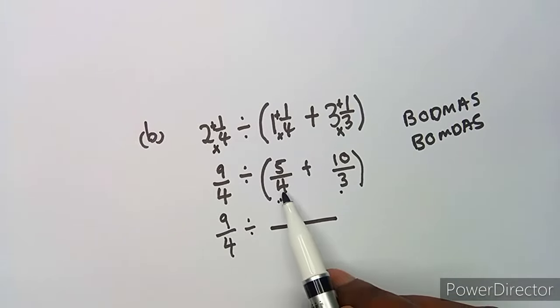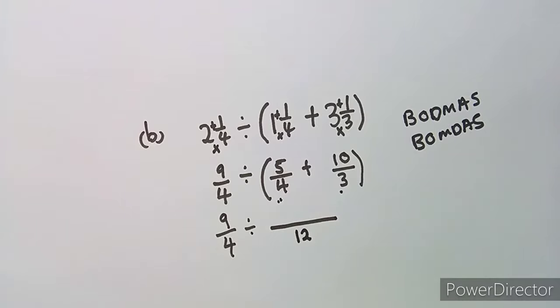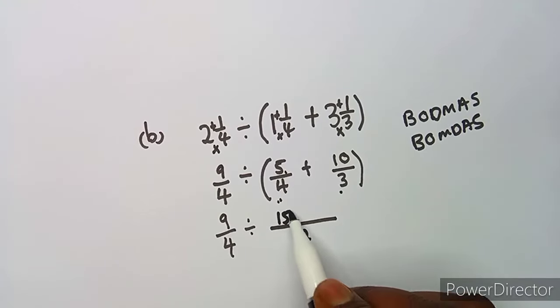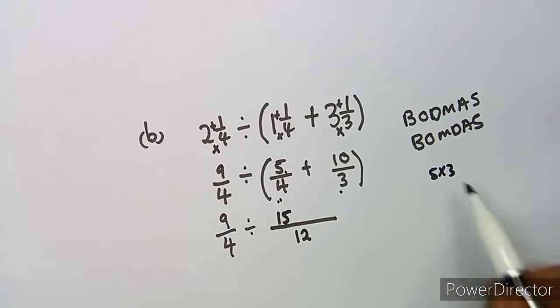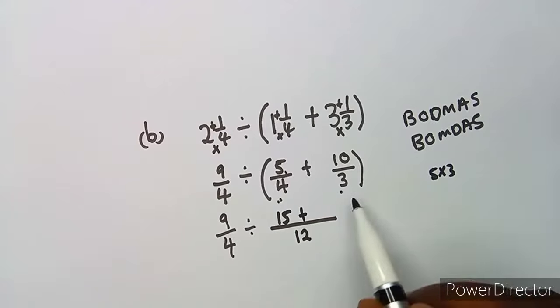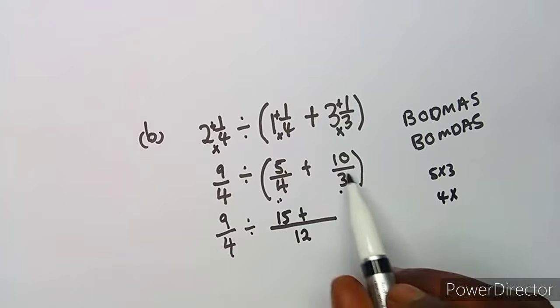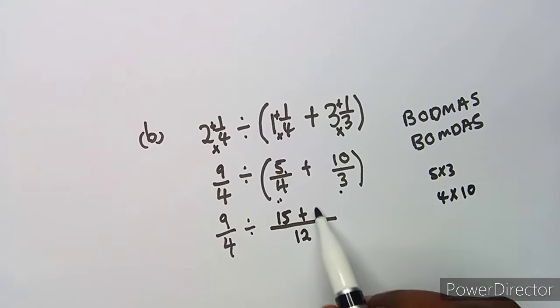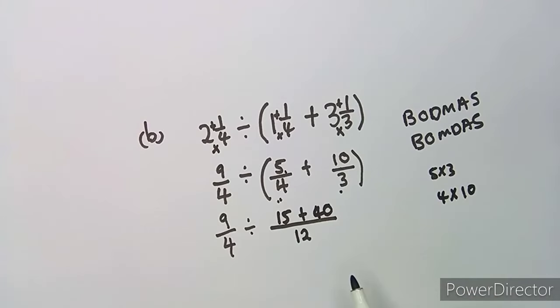So as you can see, 12 divided by 4 is 3. Then you multiply here, which is going to be 15. As you can see, we've got 5 by 3, plus 12 divided by 3, which is going to be 4. The 4 that you get, you multiply by 10, which is going to be 40 here. So you can add the two.